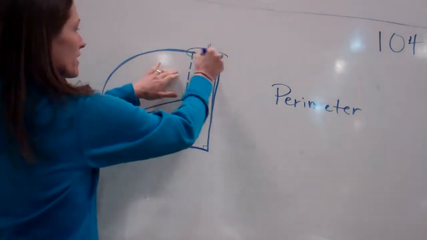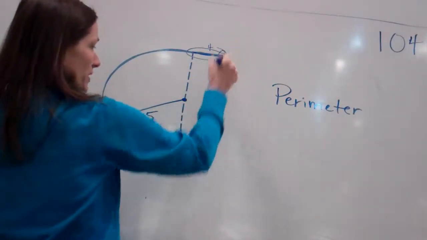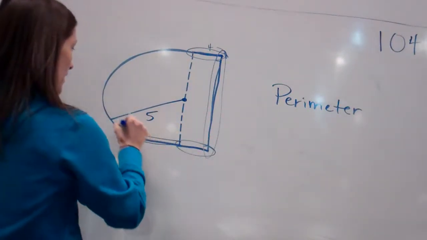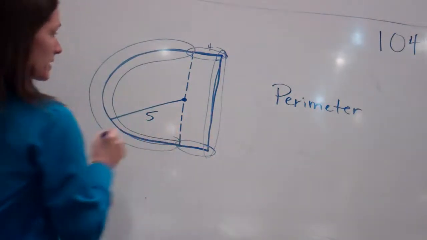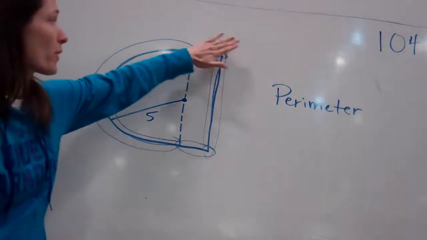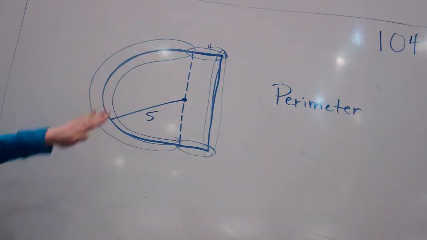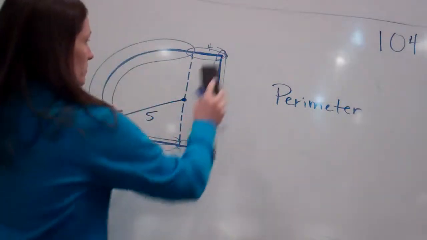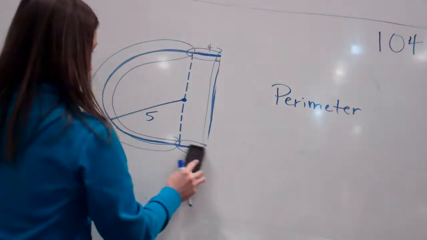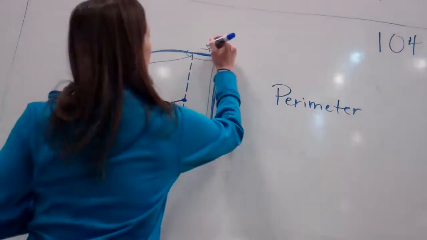So we need to find this measurement, which we have. We need to find this measurement, and then this measurement. Does everybody see what we're doing? Because we're wanting the perimeter. And perimeter is the outside measurements. Okay? Now. Okay, I shouldn't have put those circles around it. Okay, so here's what I want you to see.